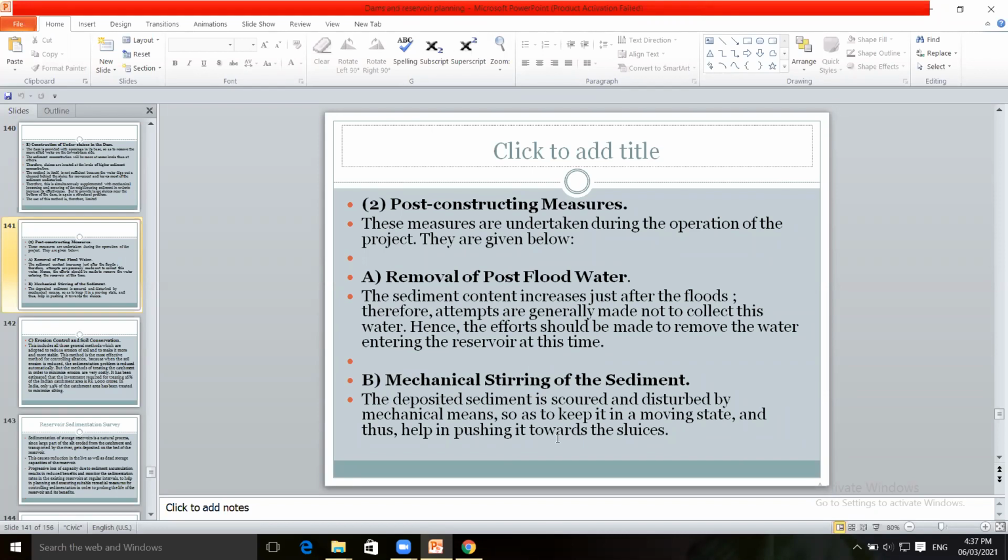If it is not steered, then they will accumulate at the bed of the reservoir. If it is steered, then the particles will be conveyed further. The particles may move further, and they will be removed from the sluiceways.